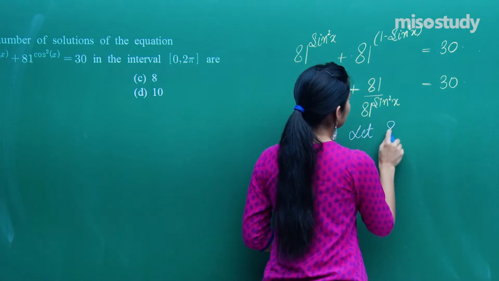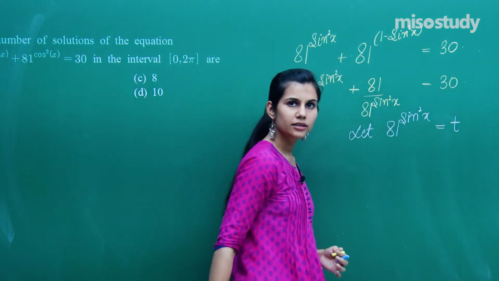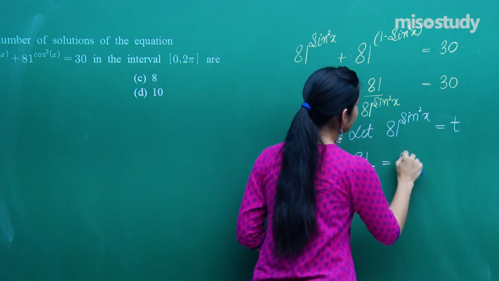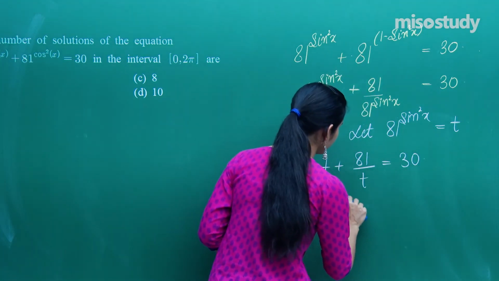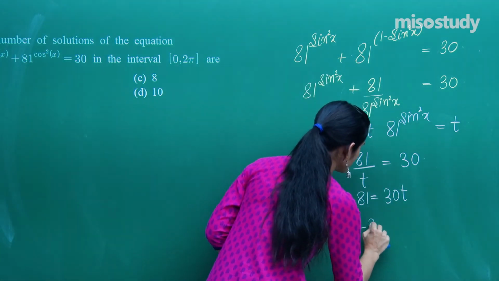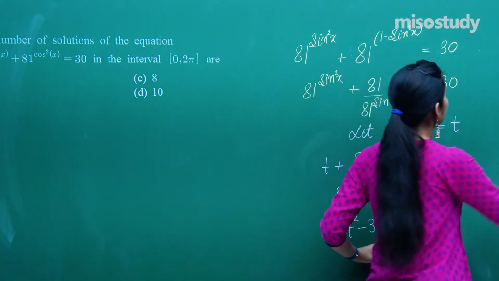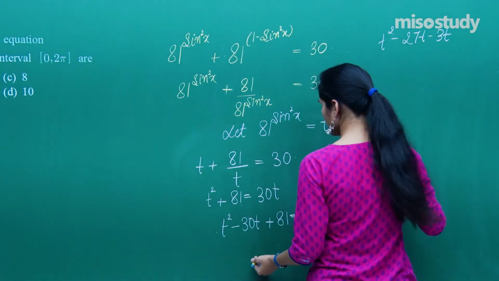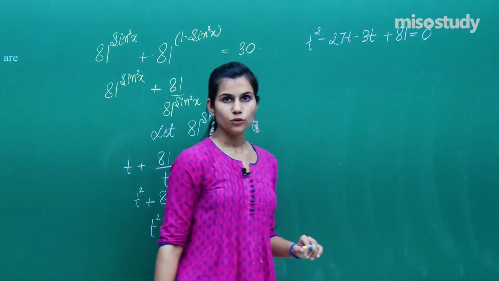Let 81 to the power sine square x be equal to t. So you get t plus 81 upon t equals 30, which gives you what? t square plus 81 equals 30t, which implies t square minus 30t plus 81 is 0. You can break the middle term: t square minus 27t minus 3t plus 81 equals 0.